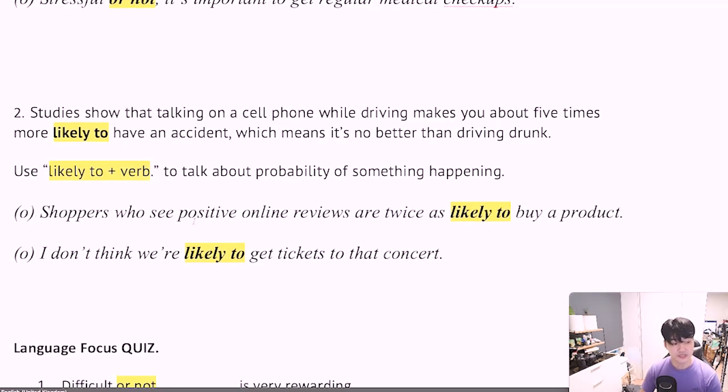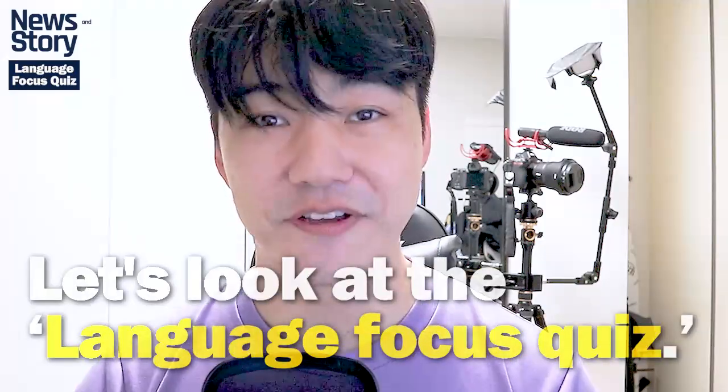So, shoppers who see positive online reviews are twice as likely to buy a product. Or, I don't think we're likely to get tickets to that concert. So, it's used to talk about the probability of something happening. Alright, now let's look at the language focus quiz.